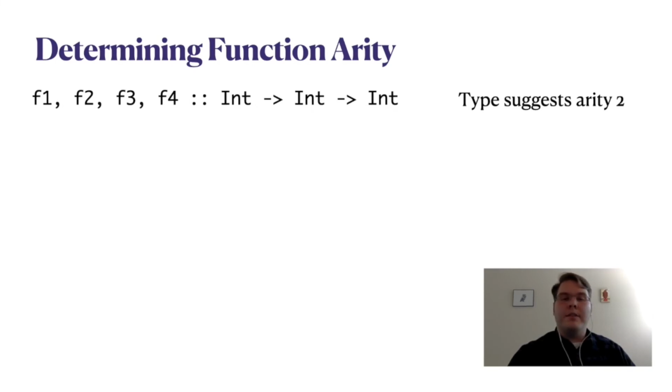Consider these 4 functions of the same type. Their type suggests they have arity 2. They need 2 arguments before they produce a result. But this type might leave out important operational details that we only learn from the function definitions.